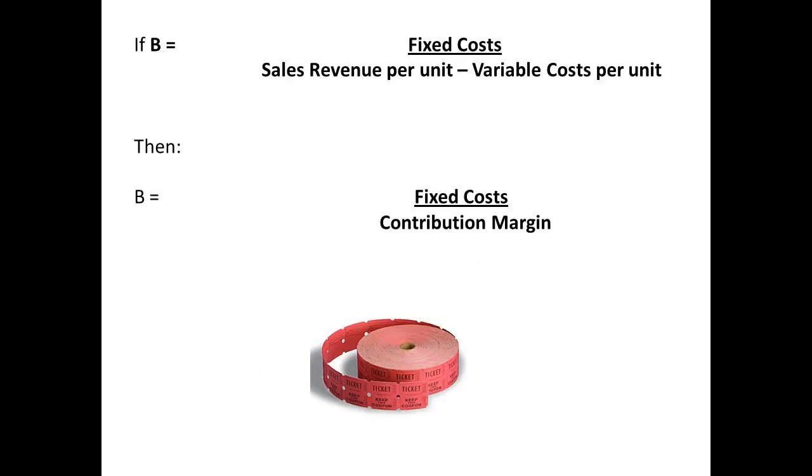The number of units produced at break-even point then becomes the fixed costs divided by sales revenue per unit less variable costs per unit. But this latter is the contribution margin. So, the number of units produced at break-even point is equal to fixed costs divided by contribution margin.